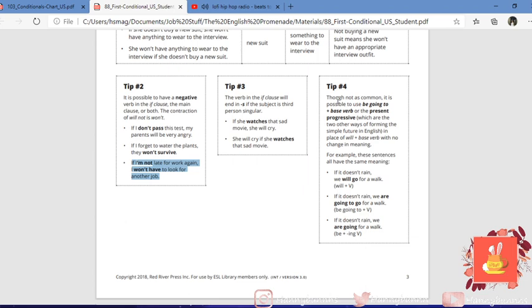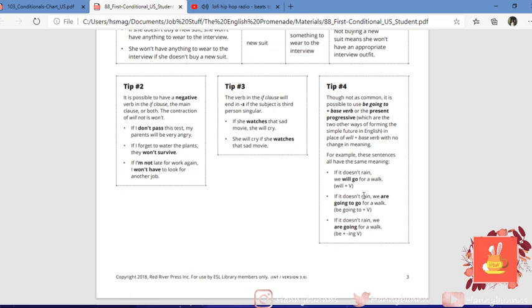And in tip four, though not as common, it is possible to use be going to plus base verb or the present progressive, which are the two other ways of forming the simple future in English, in place of will plus base verb, with no change in the meaning. For example, these sentences all have the same meaning. If it doesn't rain, we will go for a walk. If it doesn't rain, we are going to go for a walk. If it doesn't rain, we are going for a walk.